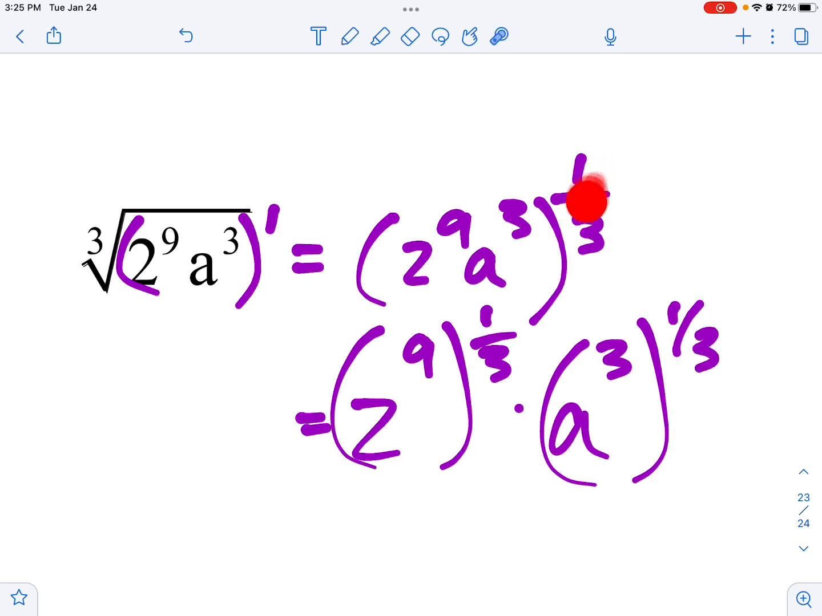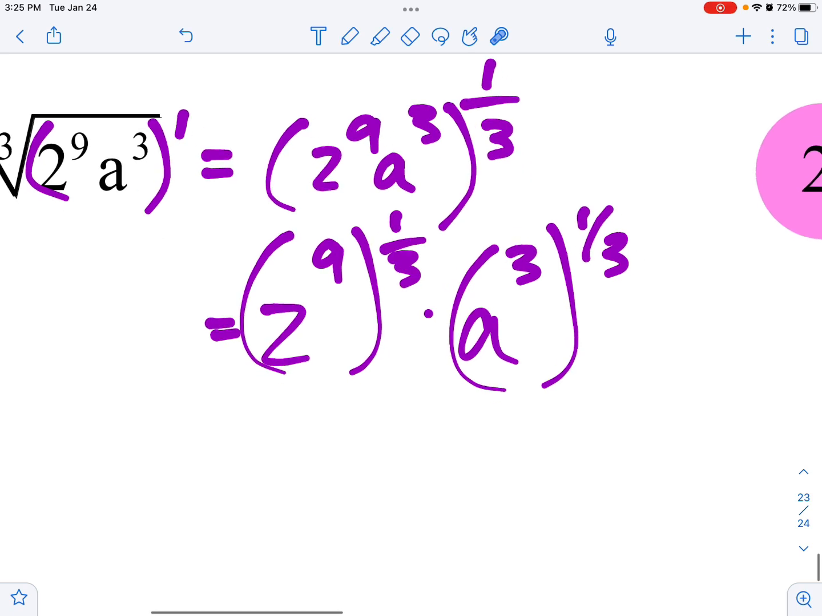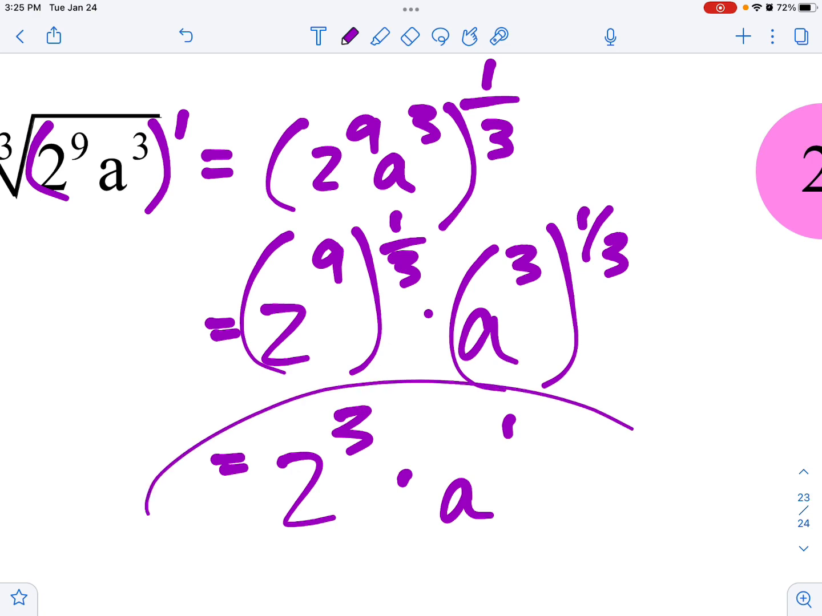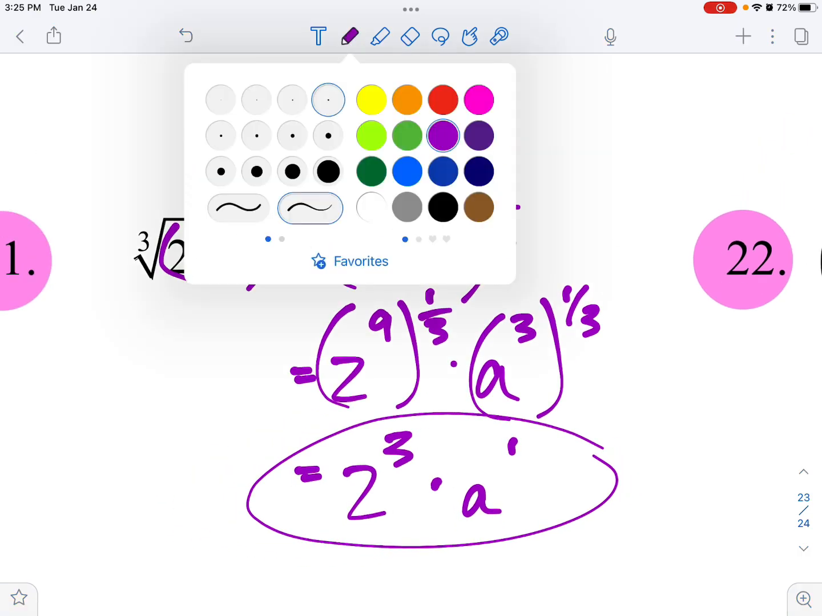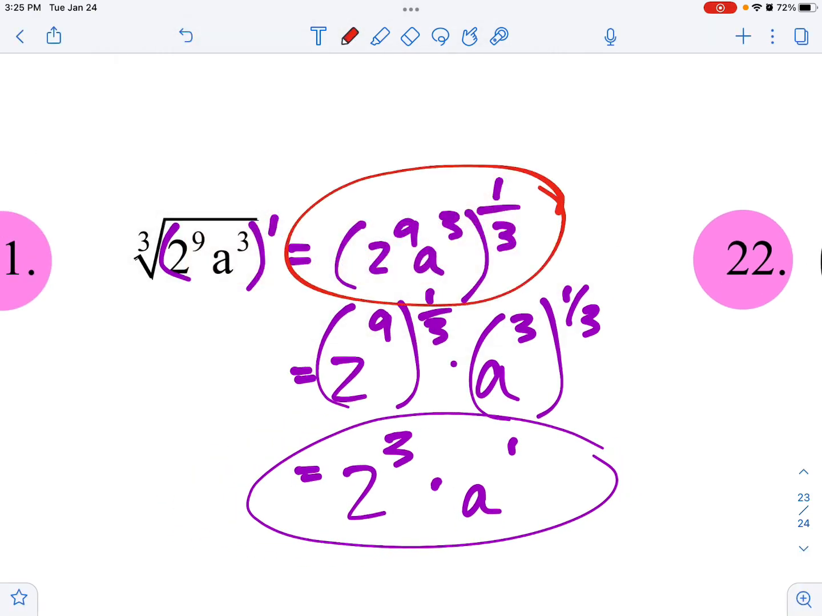So you can make this 1/3 exponent go to the 2 to the 9th and to the a to the 3rd. And then we can actually reduce this. 9 times 1/3 is 3. And 3 times 1/3 is 1. That's our simplified answer. To be honest, if you understand this part, I'm happy. But technically, if you are a really strong Algebra 2 student, this is our simplified answer.